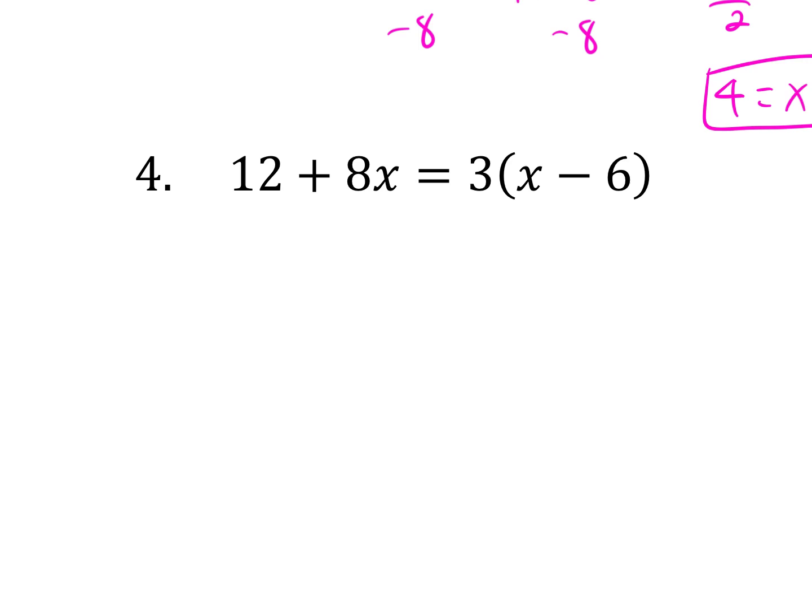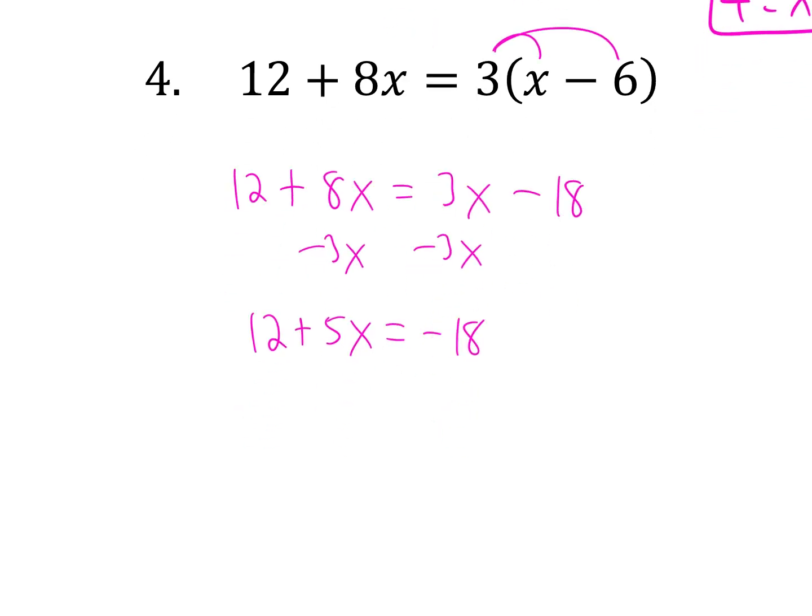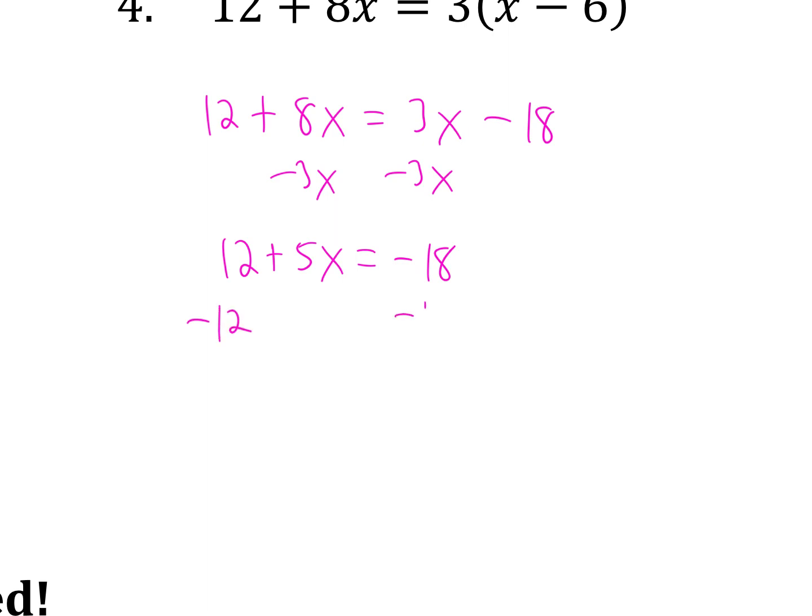All right, last problem here. Similar here, anything to distribute. 3 times x is 3x. 3 times negative 6 is negative 18. All right, no like terms. Got to get all the x's to one side. I'm going to subtract 3x from both sides. 12 plus 5x equals negative 18. I'm going to subtract 12 to get the 5x by itself. 5x equals negative 30. Divide by 5. x equals negative 6.